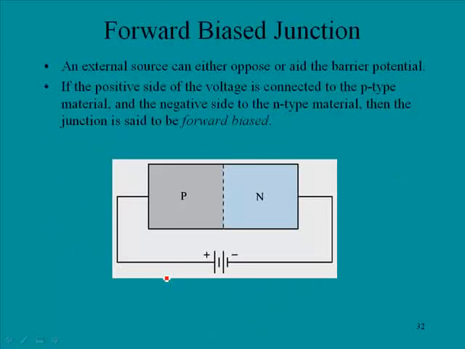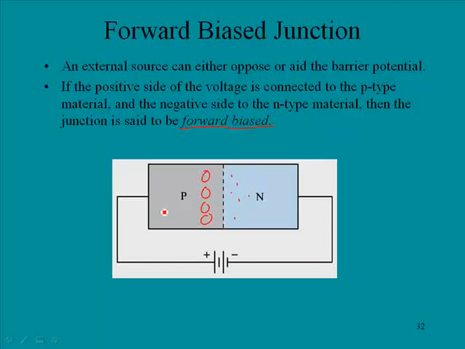Okay, the forward bias junction. An external source can either oppose or aid the barrier potential. If the positive side of the voltage is connected to the p-type material and the negative side to the n-type material, then the junction is said to be forward biased. Okay, forward bias. And so what we'll have here, notice, remember we had the free electrons in the n material and we had the holes over here in the p material.